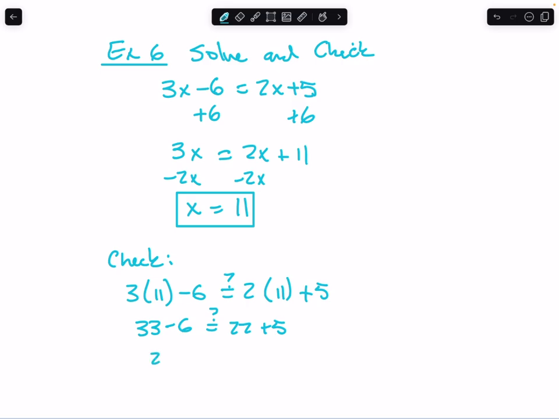33 minus 6 is 27, and 22 plus 5 is 27. So we know those two things are equal, so we can drop our little question marks. And since we get a true statement, x equals 11 is the solution to the equation.